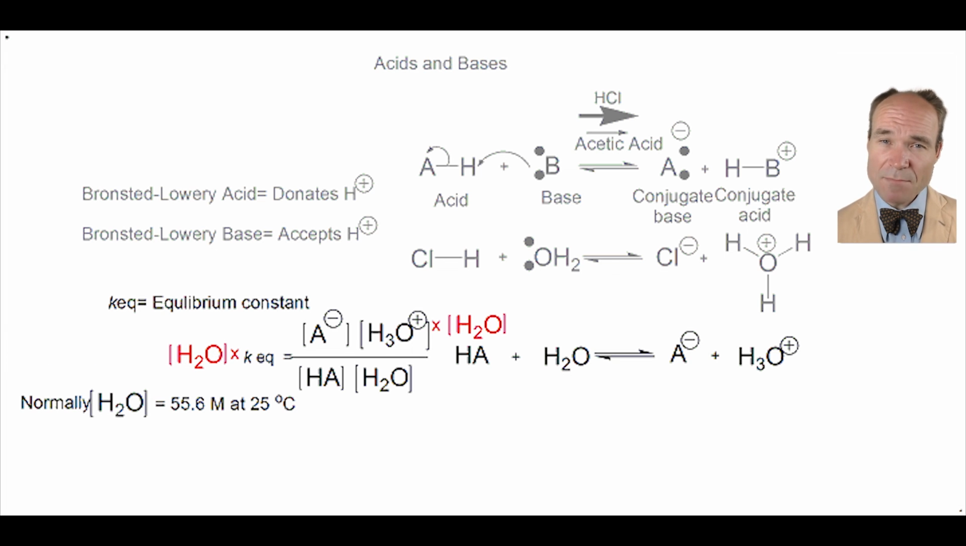We multiply both the left-hand side and the right-hand side by the concentration of water. And the water on the right-hand side is cancelled out, whilst the left-hand side becomes the concentration of water multiplied by the equilibrium constant.